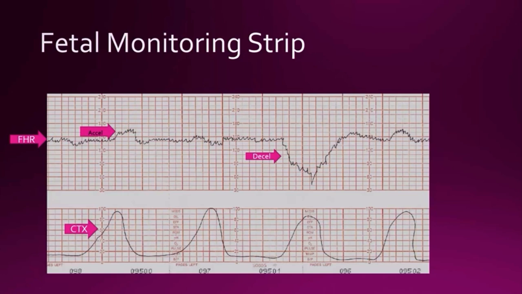To be reactive, to have a reactive non-stress test, which is what you want, you need to have 2 15 by 15 accelerations within 15 to 20 minutes. I'm going to repeat that one more time. To be reactive, which is what you want the fetal heart rate strip to be, you have to have 2 15 by 15 accelerations within 15 to 20 minutes.